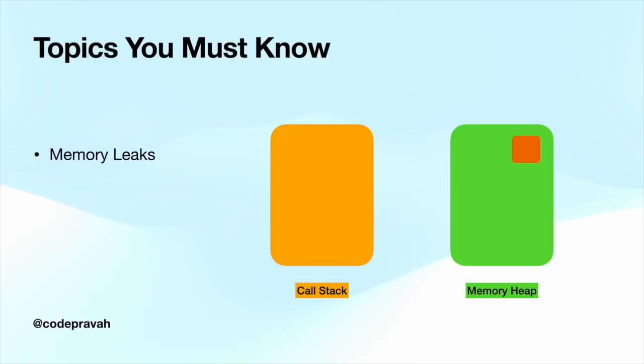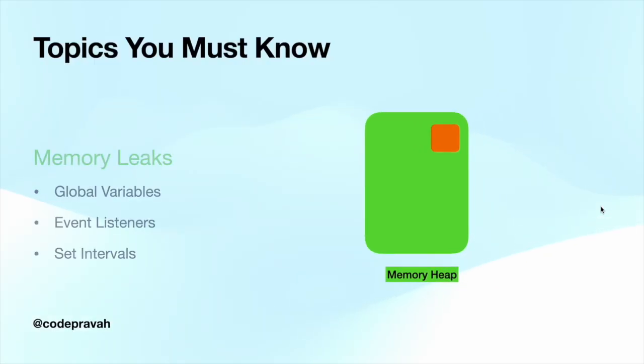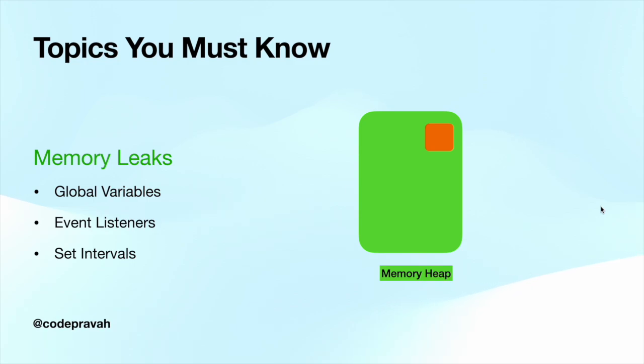Memory leaks happen due to multiple reasons, but these three are the main ones. We should avoid writing global variables because they are not destroyed when a block's execution is finished. We should also avoid event listeners, and when we are using them, we should remove those event listeners once we are done with them. Using setIntervals can sometimes lead to memory leaks because when we do not clear those intervals, that can also lead to memory leaks.